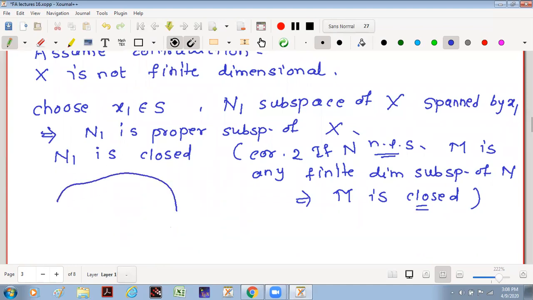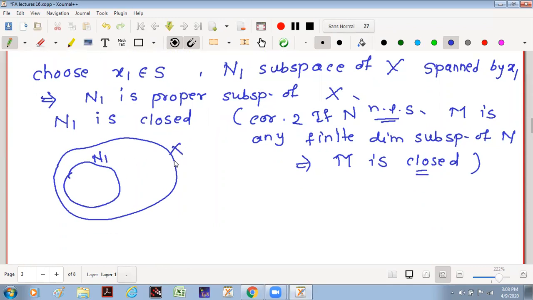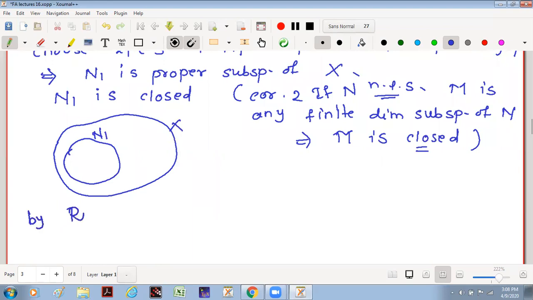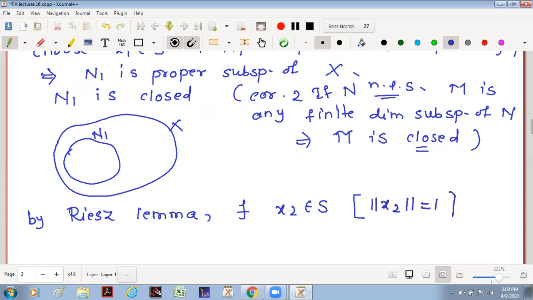Therefore, here the situation we have obtained is: X is a normed linear space, and N1 is a finite dimensional closed subspace of X. Now we are ready to use Riesz lemma. By Riesz lemma, there exists a unit vector such that the distance between the elements of N1 and this element in X is greater than epsilon. Therefore, by Riesz lemma, there exists a vector x2 in S. Whenever I write x2 in S, what does it mean? Norm of x2 is equal to 1, because S is given to be the unit sphere. Or if it is the second statement, a closed bounded set, then by Riesz lemma, norm of x2 is equal to 1.